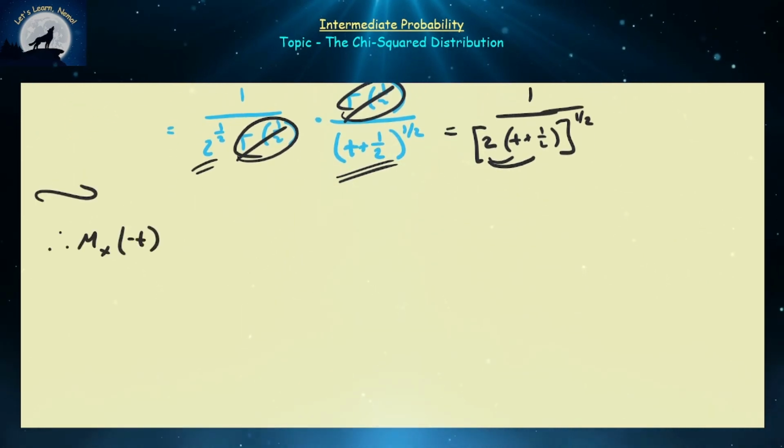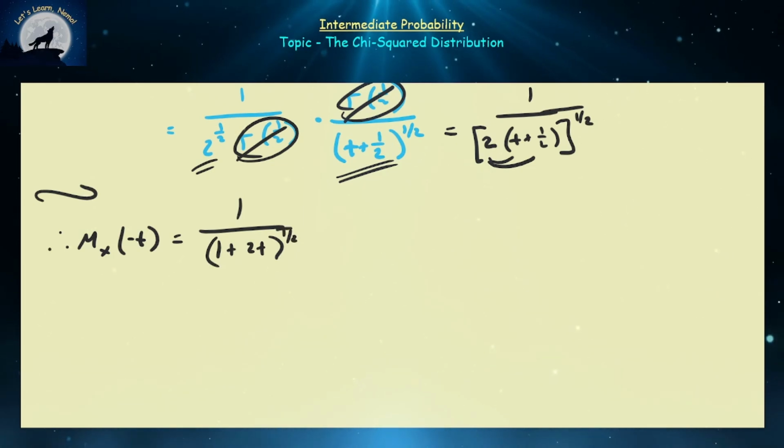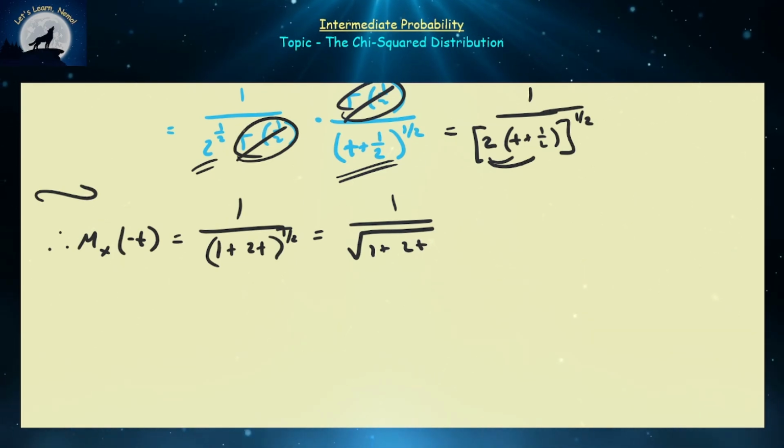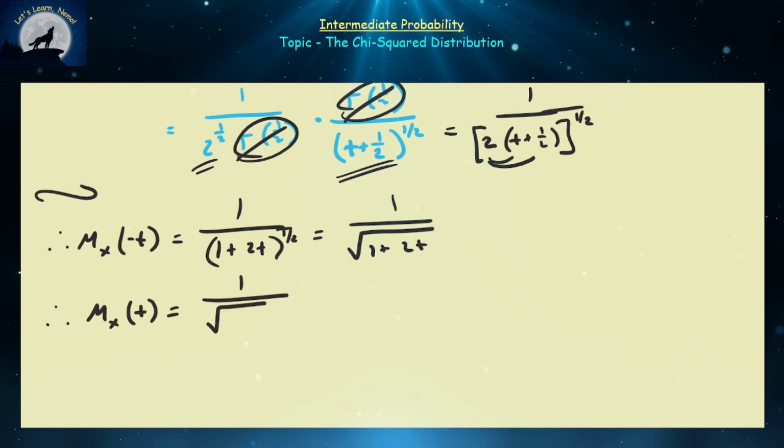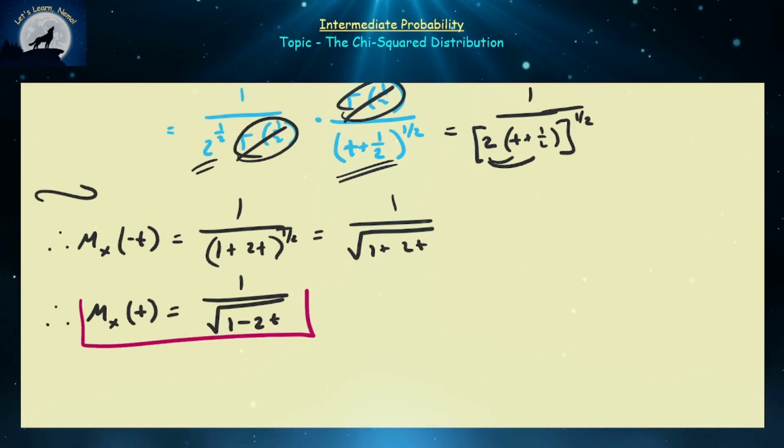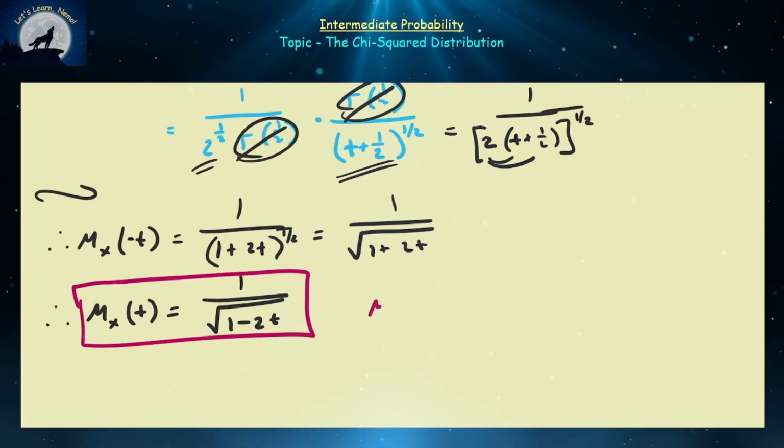And that's going to give us a nice representation for mx of negative t. So mx of negative t will be equal to 1 over 1 plus 2t to the power of 1/2, which we can, of course, write as 1 over the square root of 1 plus 2t. But that's not the MGF of x, that's the MGF of x evaluated at minus t. So we can just switch our domains around, and then we're going to have mx of t will be equal to 1 over the square root of 1 minus 2t. And that, my friends, is the MGF of a chi-square 1. Right, so MGF of a chi-square 1 random variable.